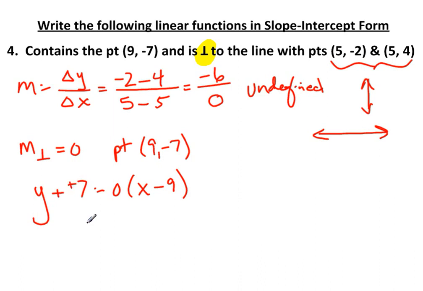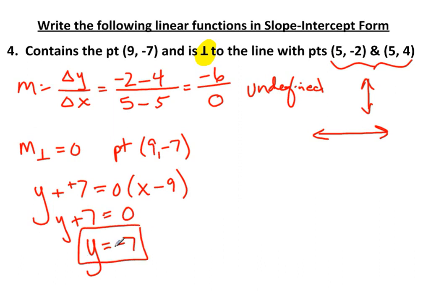So let's see what happens when we solve for y. We get y plus 7 equals, anything times 0 is 0. But we know when we solve for slope-intercept form, y has to be by itself. So I get y equals negative 7. So let's think about why that is.